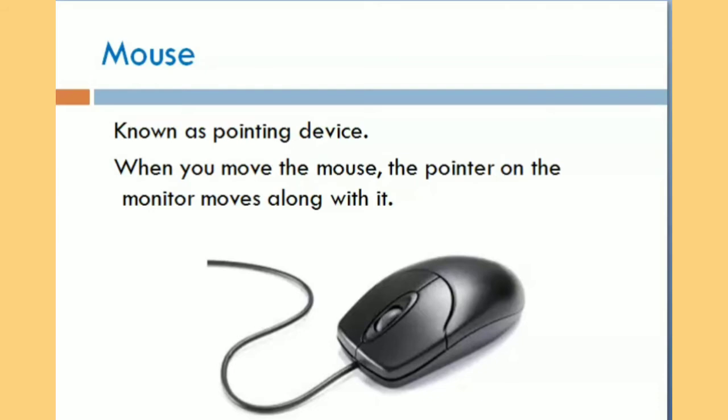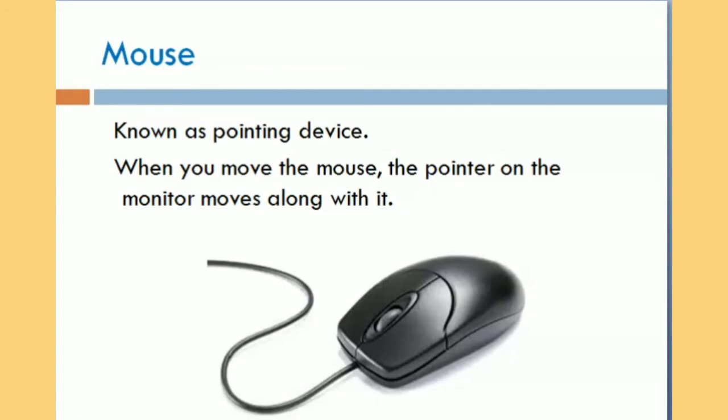Next is the mouse. Mouse is also an input device. It is also called a pointing device. This is an input device which is used to give input to the system. A mouse is an input device with two or more buttons on the top. It is famously known as the pointing device.